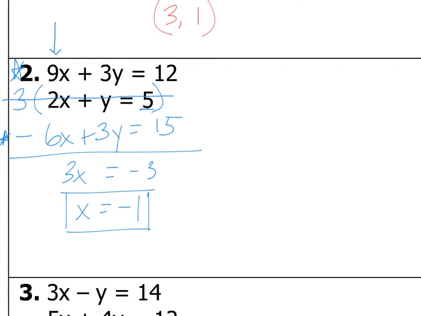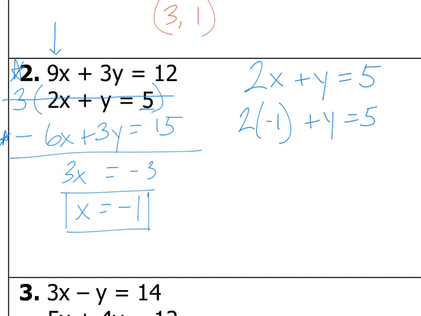I can use whichever equation I would like to. I'll just go back to 2x plus y equals 5. Everywhere I see an x, I now plug in a negative 1. So 2 times negative 1 plus y equals 5. Here we go, negative 2 plus y equals 5, and there we are. We can get y is equal to 7. Again, if I write this as an ordered pair, negative 1, comma 7. If we were to graph these, that means these two lines intersect at the ordered pair, negative 1, 7.